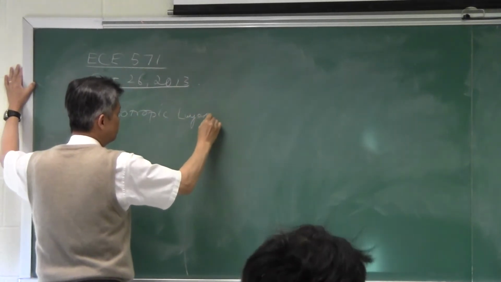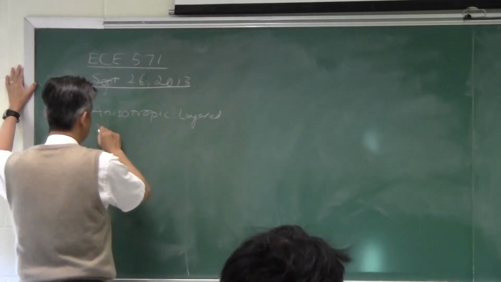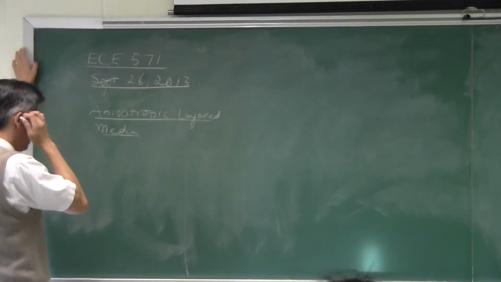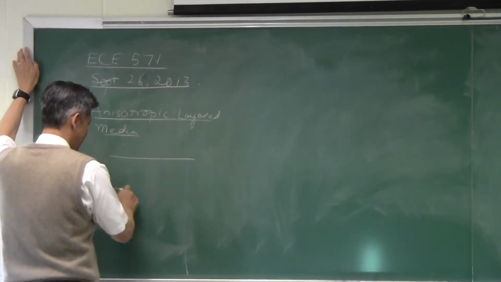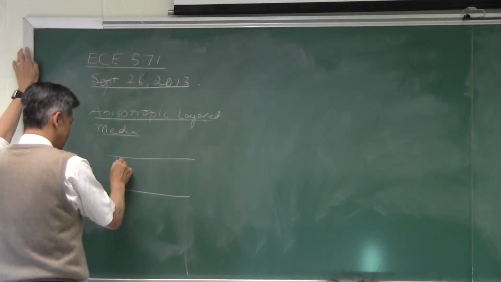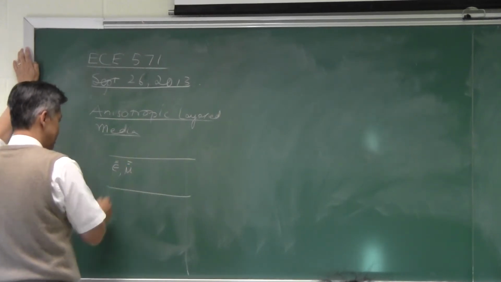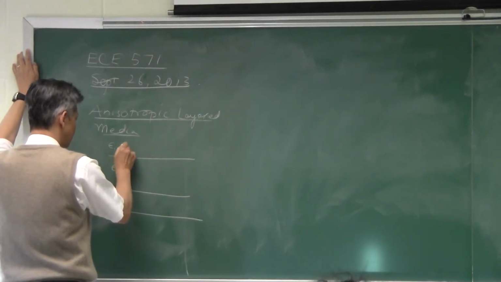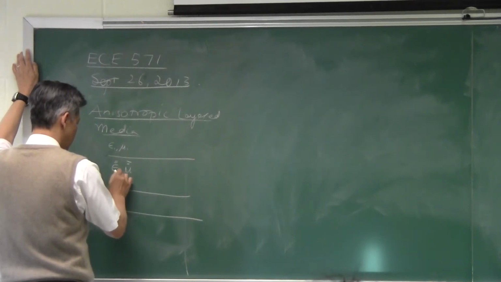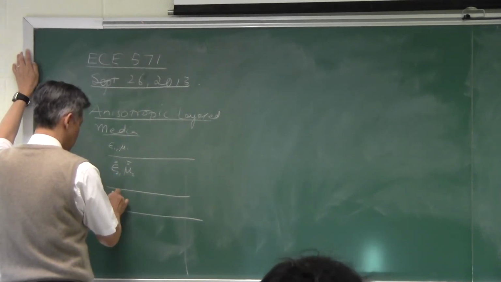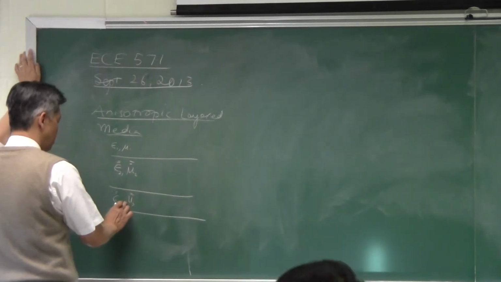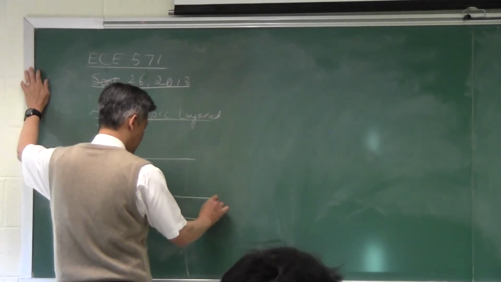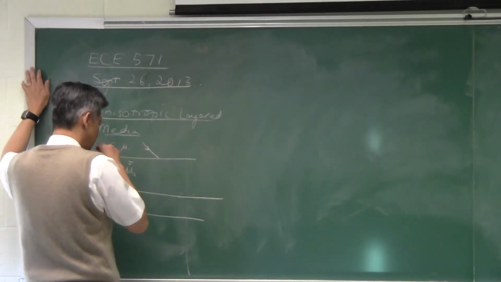layered medium. And this kind of layered medium is when each layer is described by a permittivity tensor and a permeability tensor. And this might be something very difficult to solve. And there are no closed form solution for this kind of problem. But you can still solve this problem when you have plane waves propagating through this layered medium.